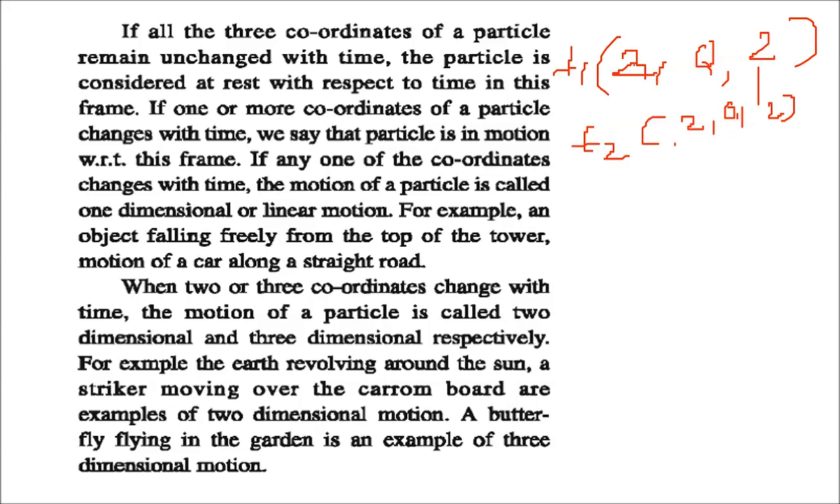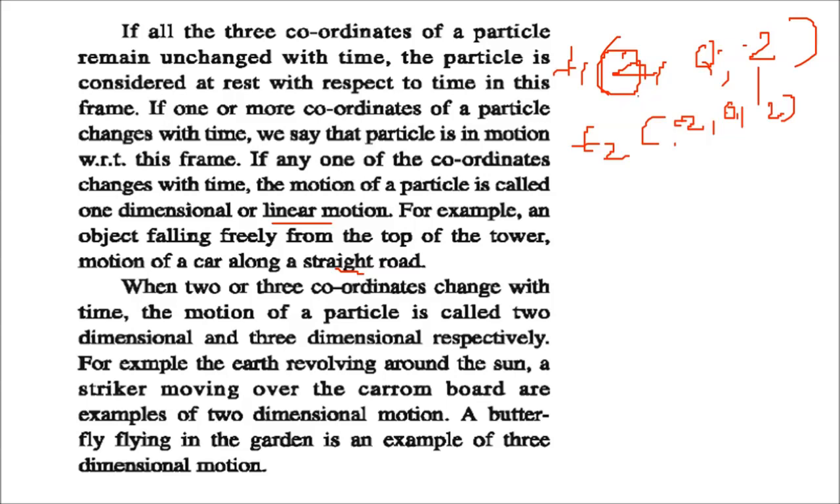If one or more coordinates of a particle change with time, then we say that the particle is moving. If any one coordinate changes with time, then we can say that it is in linear motion. When an object is in linear motion, only one of these positions changes, and the others remain the same. An object falling freely from the top of a tower, or a car moving along a straight road, are examples of linear motion.